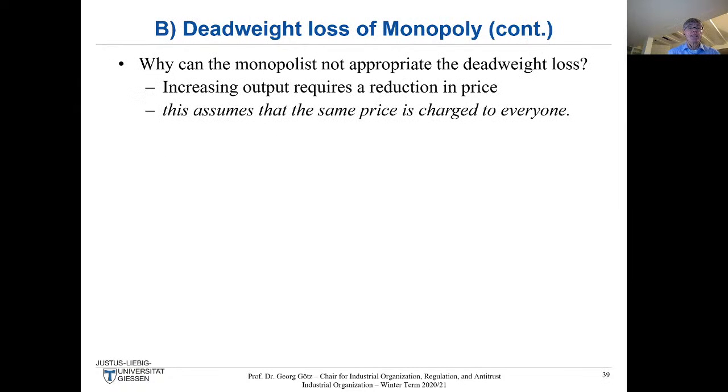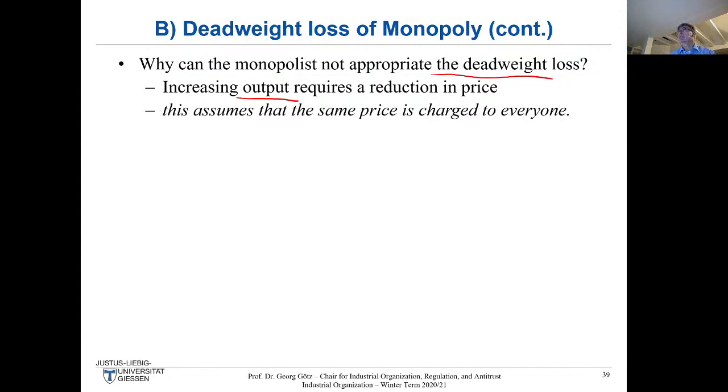Okay, and that's what's also stated on this slide. Why can a monopolist not appropriate the deadweight loss? Of course, the monopolist would rather like to have this triangle. The point is, if he or she wants to sell these further units of output, this would require a reduction in price. Of course, this assumes that no price discrimination is possible.